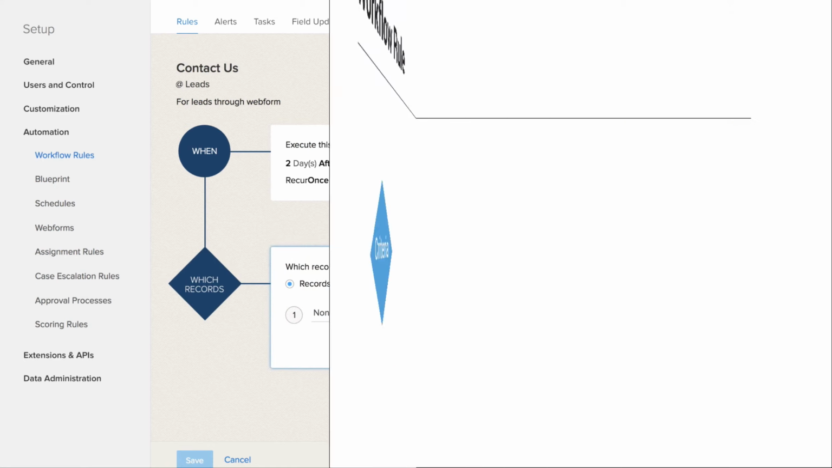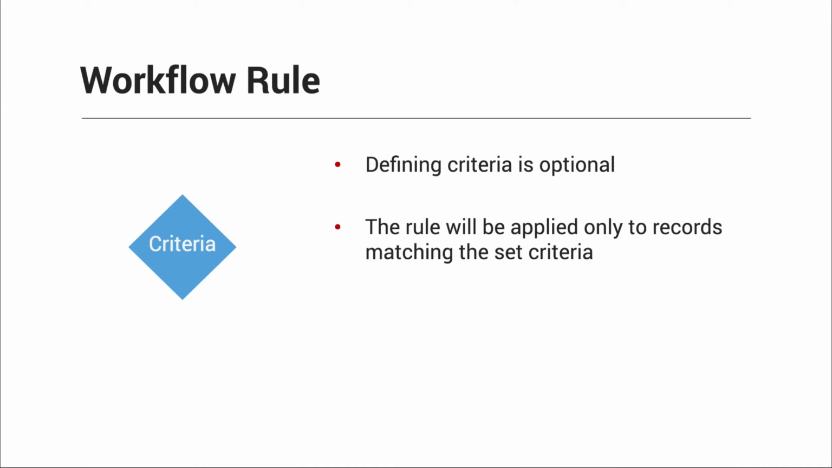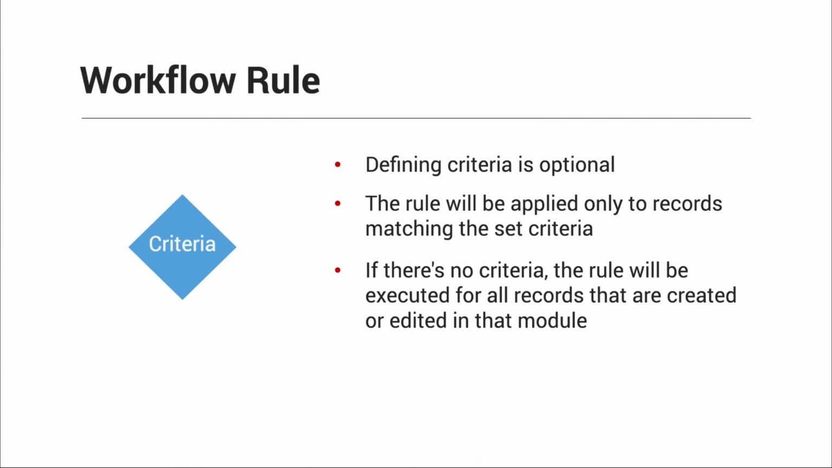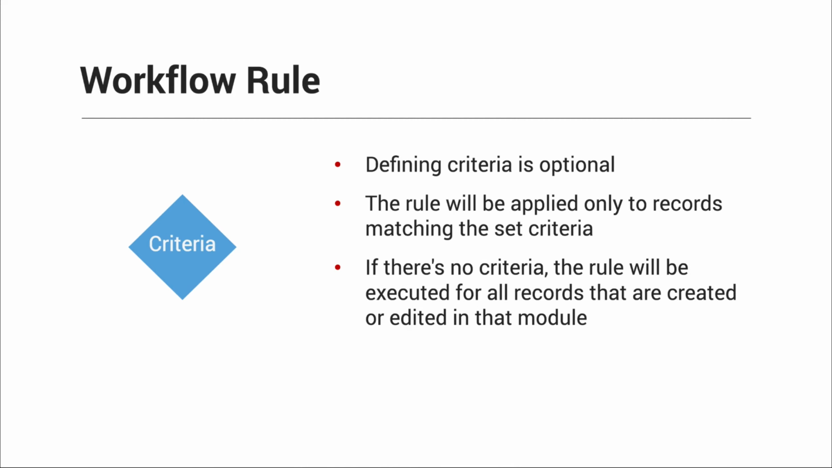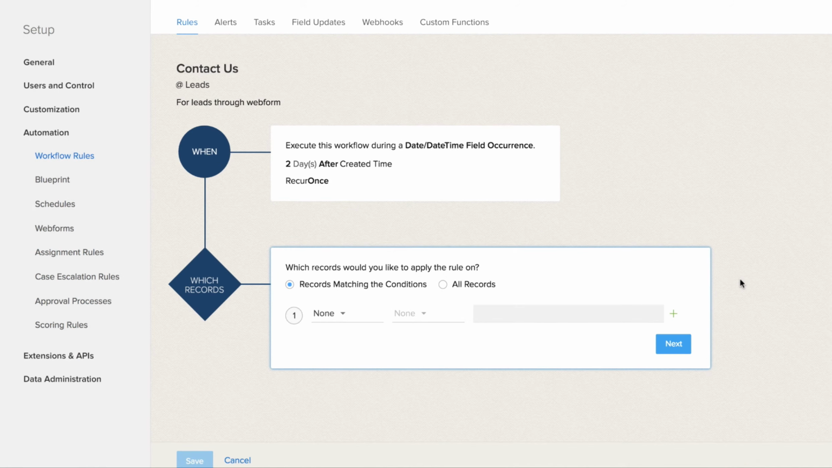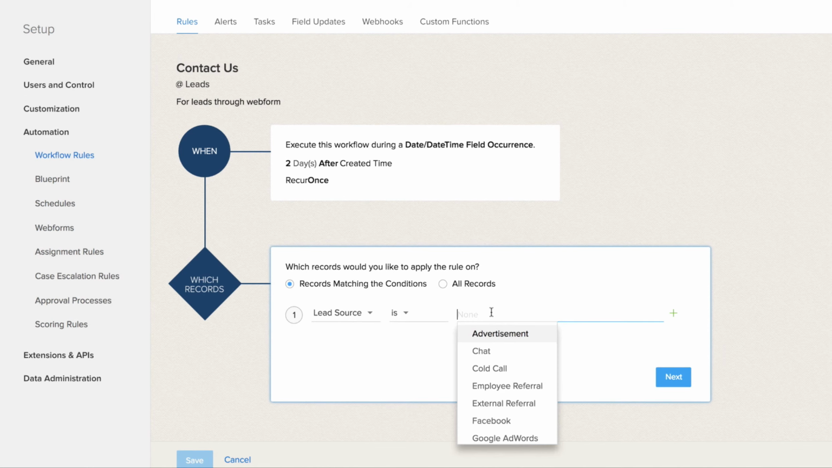The next component is the rule criteria. Now, defining criteria is optional. When you define one, the rule will be applied only to records matching that set criteria. So if there's no criteria, the rule will be executed for all records that are created or edited in that module. In our example, we want to send this email only to leads generated via web forms. So enter criteria as lead source is web forms.